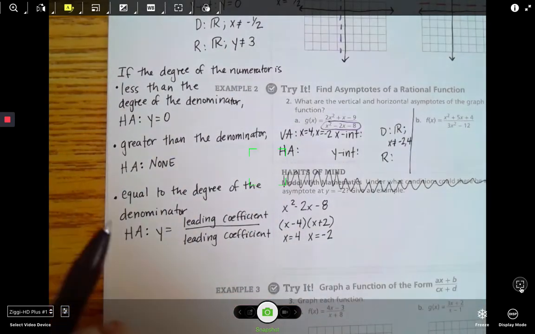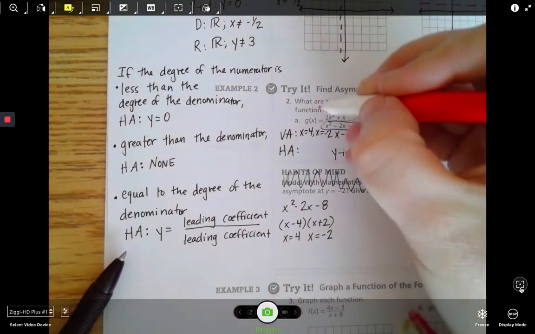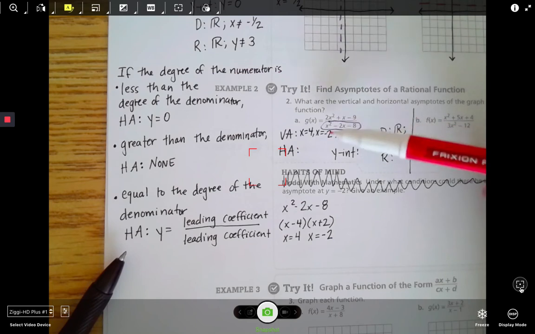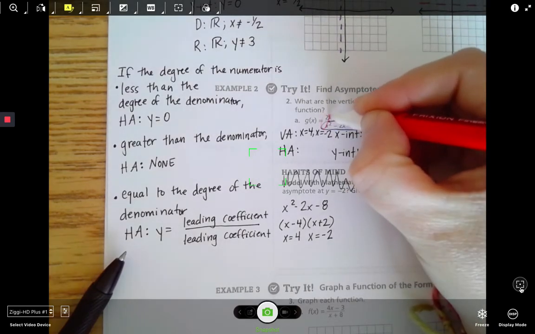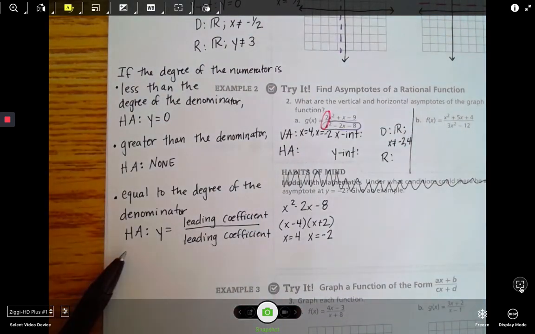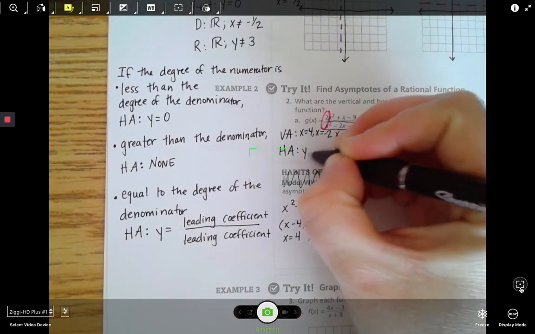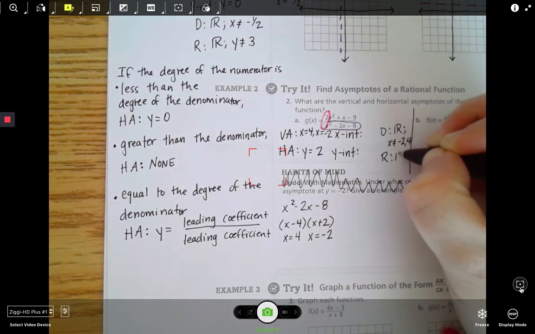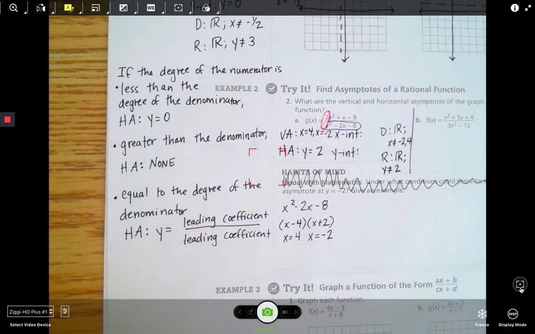All right, for our horizontal asymptote, that comes from your two leading coefficients if our degrees were equal. Are they equal degree? They're the same, aren't they? So this would be 2 over 1, which is 2. So that would be y is equal to 2. So that would say the range is all real numbers except y cannot equal 2.